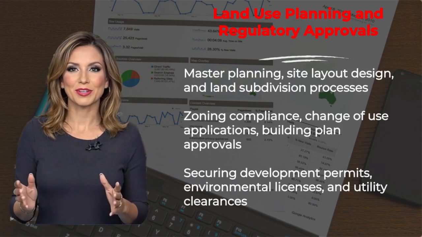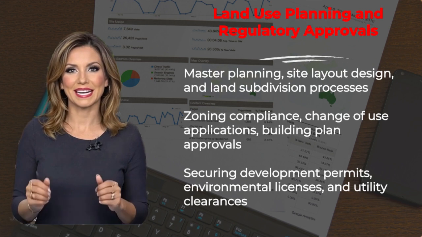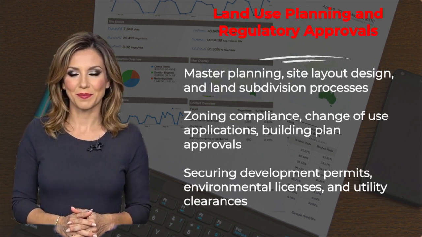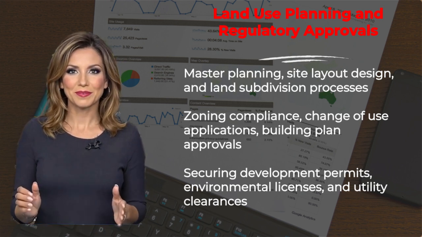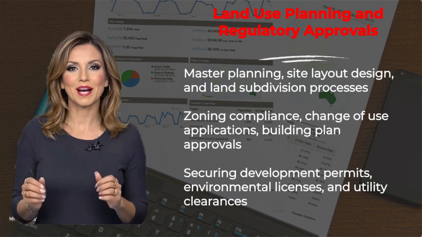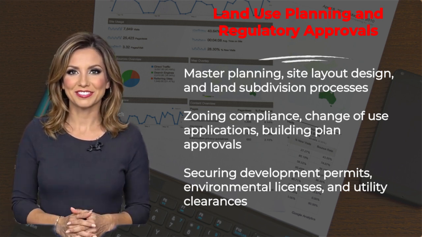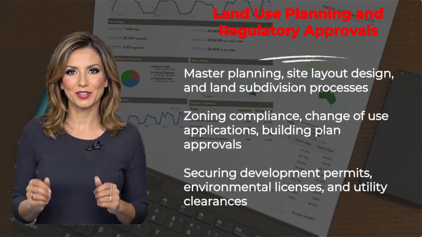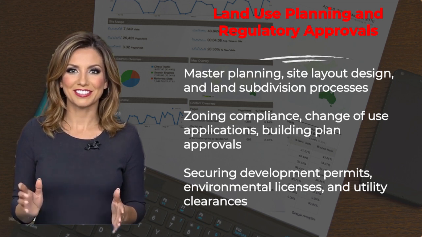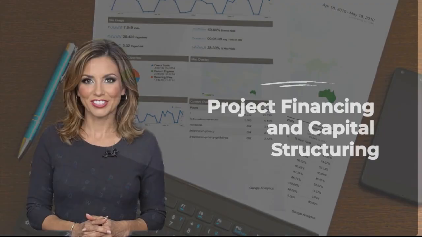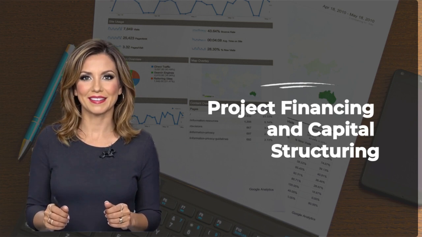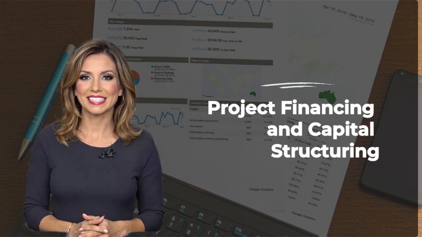Land use planning and regulatory approvals. Master planning, site layout design, and land subdivision processes; zoning compliance, change of use applications, building plan approvals, securing development permits, environmental licenses and utility clearances. Stakeholder engagement: community, government agencies, and regulators. Navigating bureaucratic bottlenecks and approval timelines.